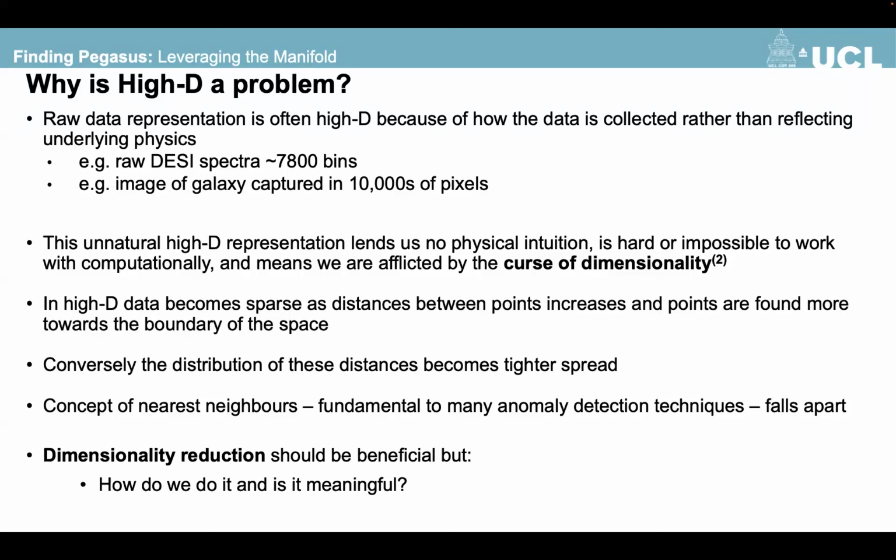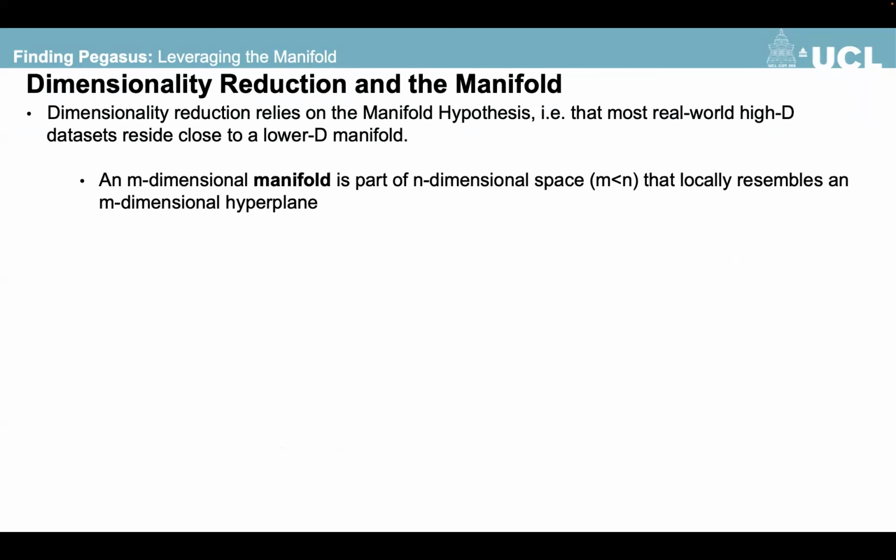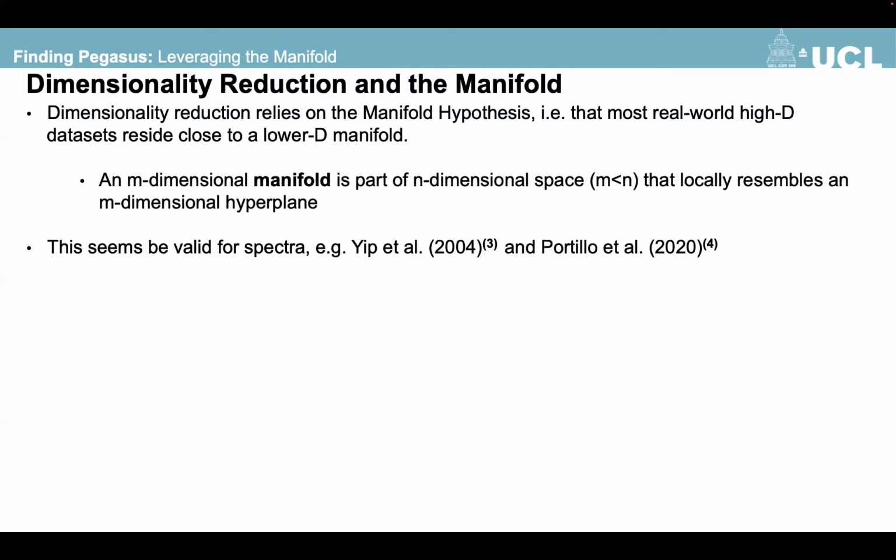So dimensionality reduction should be beneficial, but how do we do it, and is it even meaningful to do it? Well, Josh talked about this yesterday, which is great. Dimensionality reduction relies on the manifold hypothesis, that most real-world high D data sets actually reside closer to a lower dimensional manifold. And this seems to be valid for spectra.